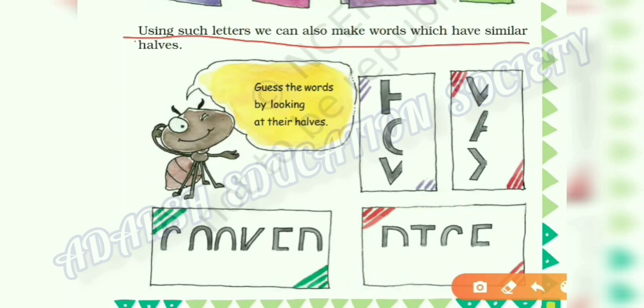Now the next exercise, using such letters we can also make words which have similar halves. Guess the words by looking at their halves. Here they give us half of the words. We have to identify the words. Children, this exercise you have to do yourself and make full words.